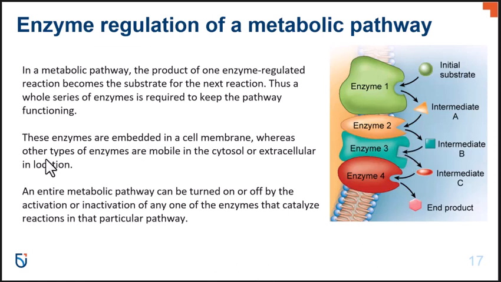And so in this example, the enzymes are embedded in the cell membrane, but enzymes can also be found within the cytosol or in other areas, but we're just showing you what happens in the cell wall right now. And letting you know that, one, you can have many enzymes required just to produce one end product, and that you can turn off that entire metabolic pathway by one enzyme not working.